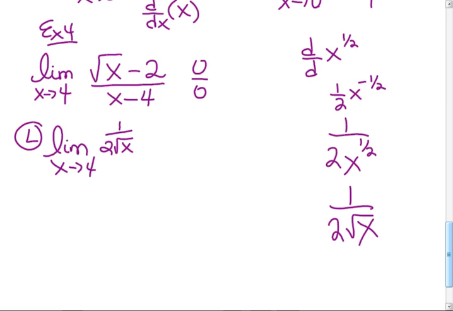You got to ask me. You got to say, I don't get that. Then I'll do it. I don't want to waste your time if you know that. And what's the derivative of this one? It's 1, isn't it? Yeah. Plug in the 4, and it's 1 over 2 square root of 4, which is 1/4.